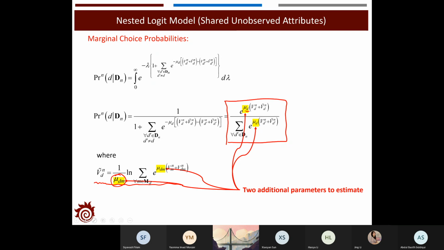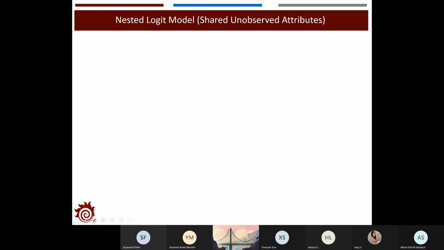In the model, we have no idea about the values of mu d and mu dm. We need to calibrate these two variables with real world data. But once you have these two variables and the calibrated equations for the deterministic utility, you will be able to find the marginal choice probability. Similarly, you can also find the marginal choice probability for the mode, by simply modifying the index to get the similar result. So that's for the marginal choice probability.